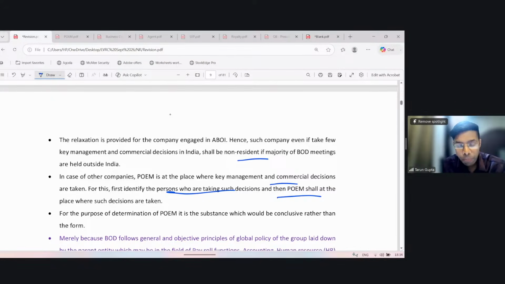For the purpose of determination of POEM, it is the substance which would be conclusive rather than the form. As I told you, POEM is a concept of substance and not form. So, who has the authority to take the decision is not of much relevance. Rather, who actually takes the decisions? So, first we have to see who actually takes the decision. That's more important, and not the one who is supposed to or who has the authority to take the decision. Right? And the place where the person actually taking the decision is located is the place where the POEM is.